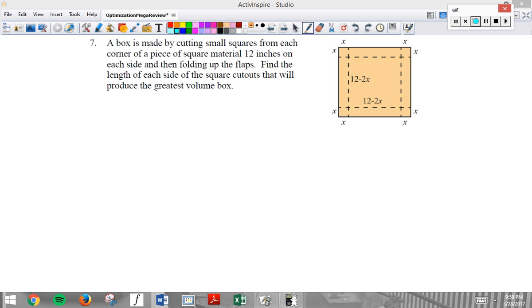So, 12 material, square material, 12 inches on each side. On each side. That's where this 12 is coming from. Find the length of each side of the square cutouts that will produce the greatest volume of the box.